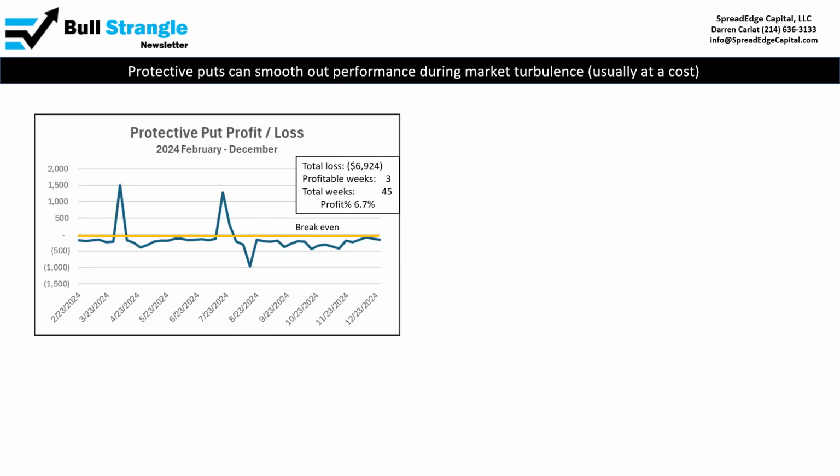Okay, we're going to finish this section by reviewing protective puts. So a protective put can smooth out performance during market turbulence, but it's very important to understand that this is usually at a cost. Think of this as literally just like buying insurance, right? You don't expect a profit when you buy insurance, right? You insure your car. Ideally, you're never going to use that insurance on your car or on your house. But if your house gets blown over by a tornado, obviously you're going to be very happy that you have the insurance.